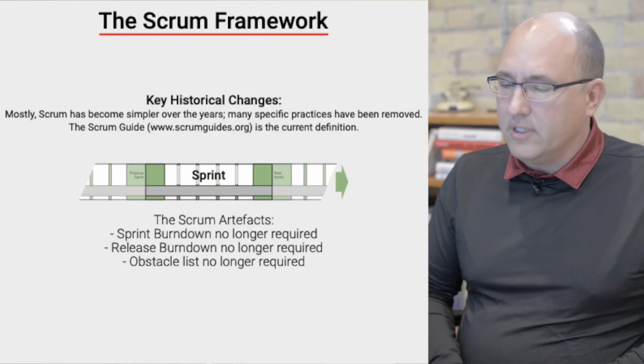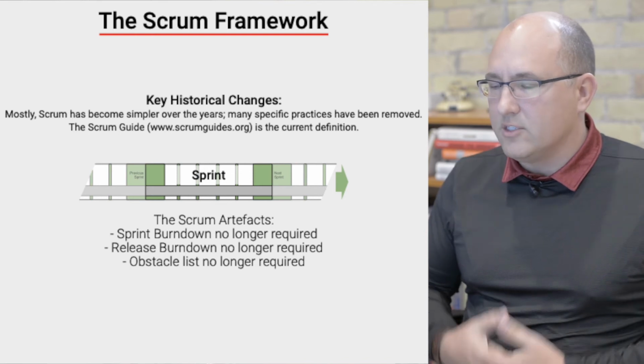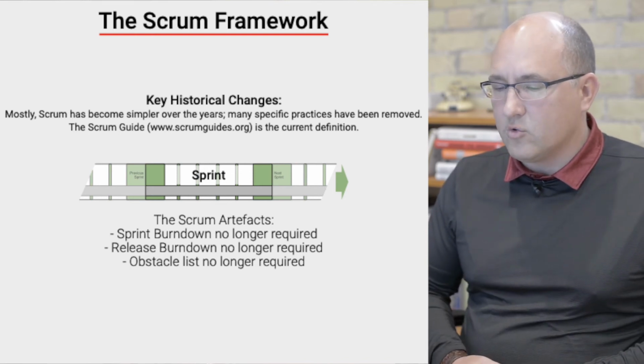Likewise, the obstacle list that the Scrum Master maintains is no longer a required artifact. That was removed many years ago. If you come up with a better way of showing progress throughout a sprint than a sprint burndown chart, you're welcome to do that. That's a technique that Scrum no longer requires you to do.